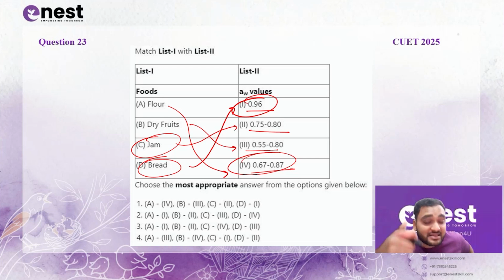But bread is extremely soft and has a high amount of moisture content, that is why it has 0.96. So let's see, A goes for 4, B goes for 3, C goes for 2, and D goes for 1, which makes the first the right option for this question.